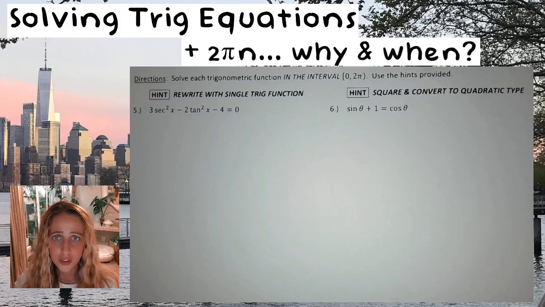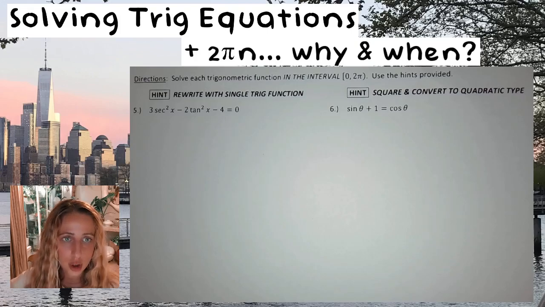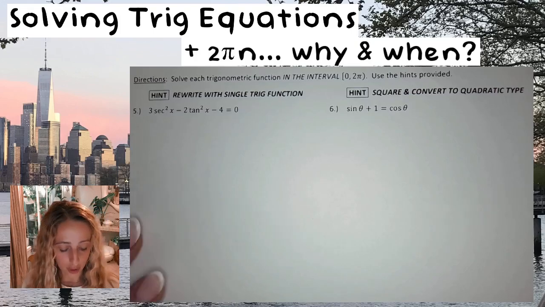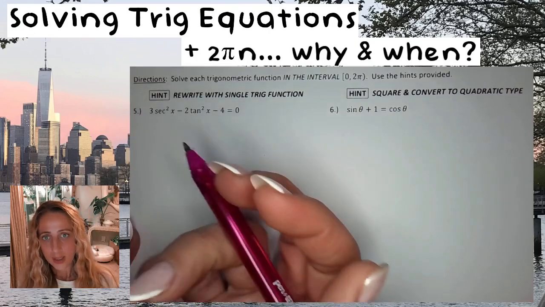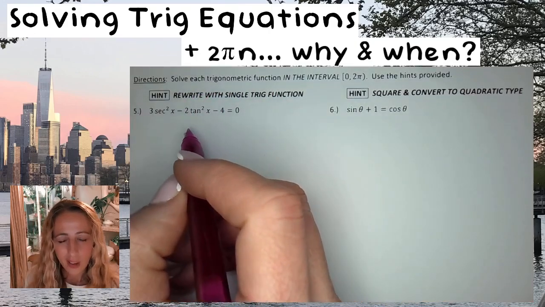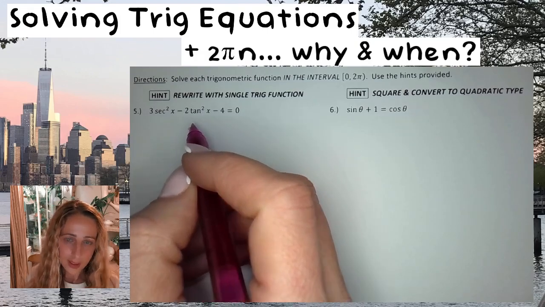The directions for this set say solve a trigonometric equation in the interval 0 to 2 pi, use the hints provided. Hint on number 5 says rewrite with single trig function. Okay, so when it's like this, you can't factor this the way it is right now.